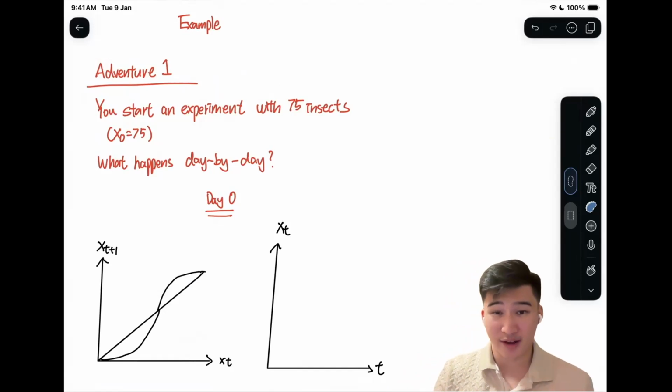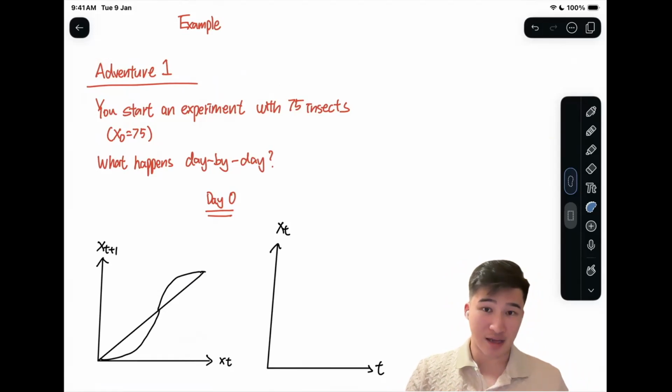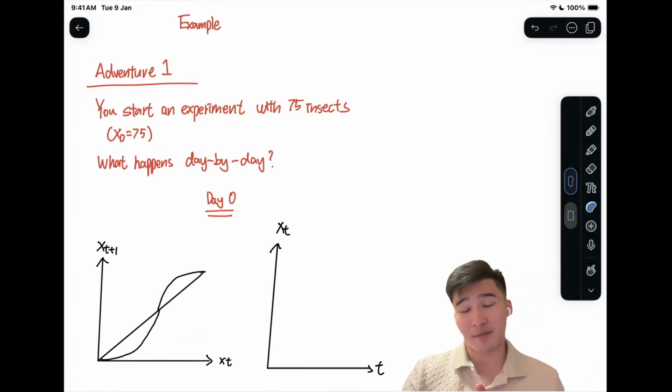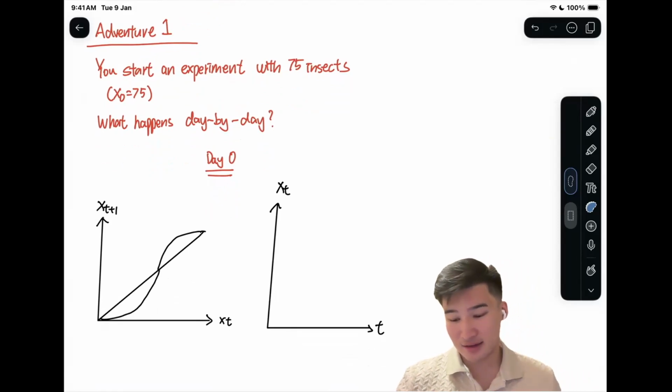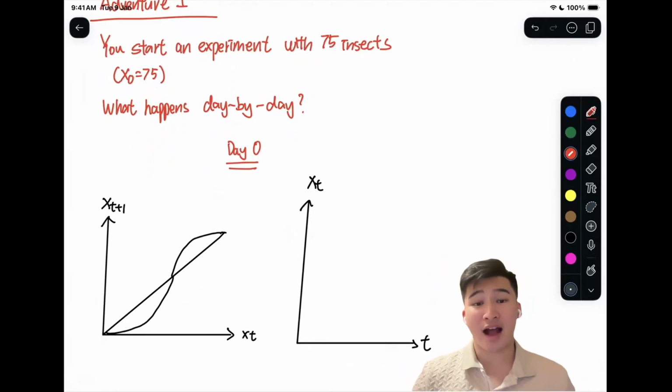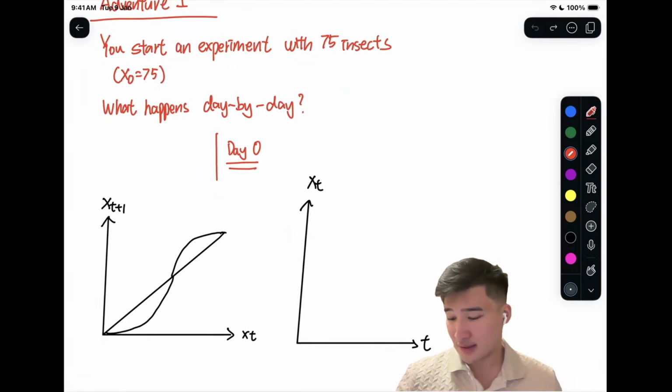And here is actually the fun part. We're going to go through 3 adventures that will eventually teach us what a stable equilibrium is, what an unstable equilibrium is, and what cobwebbing is. First of all, in adventure 1, it says you start an experiment with 75 insects. So x_0 is equal to 75. What happens day by day? We get to start from day 0.